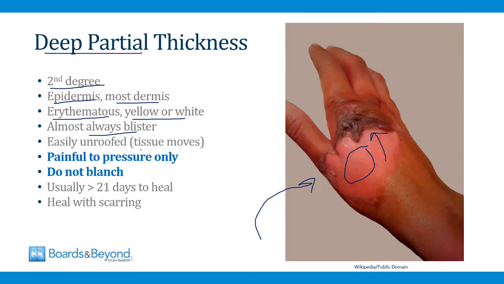That's because the tissue has been damaged and it moves. And these burns are painful to pressure only. If you press on them hard, the patient will feel pain, but otherwise the patient has lost sensation, and that's because nerve endings have begun to be damaged. In addition, these types of burns do not blanch like superficial and superficial partial thickness. These usually take more than 3 weeks to heal, and when they do heal, they often leave scarring behind.